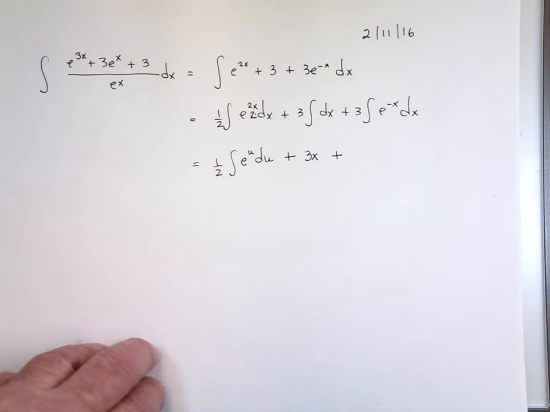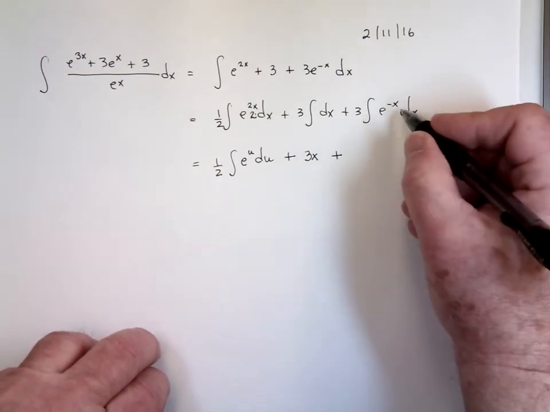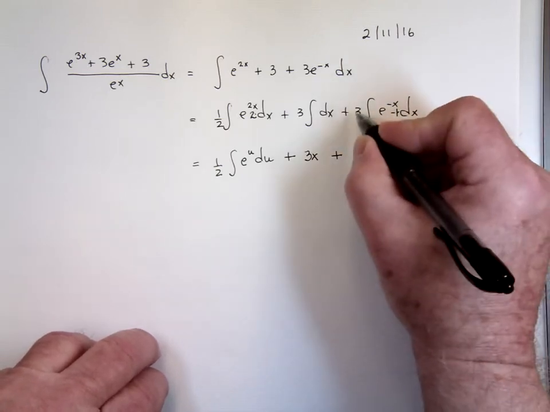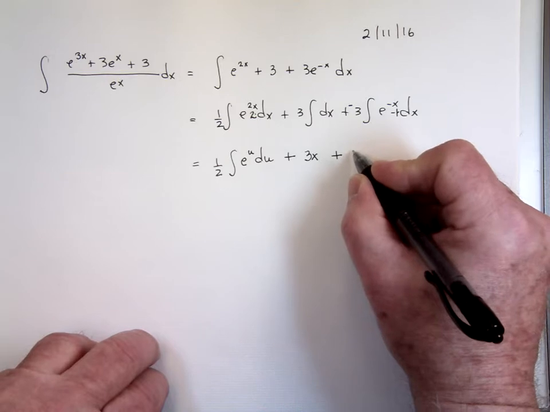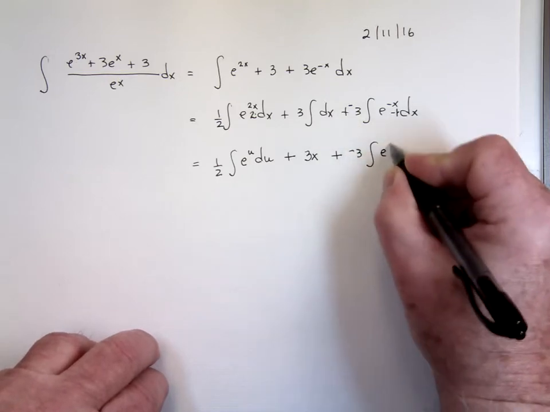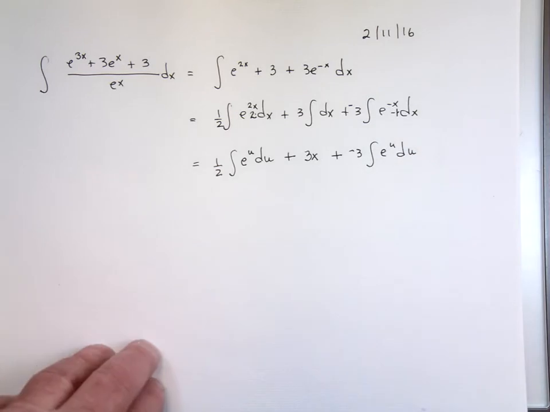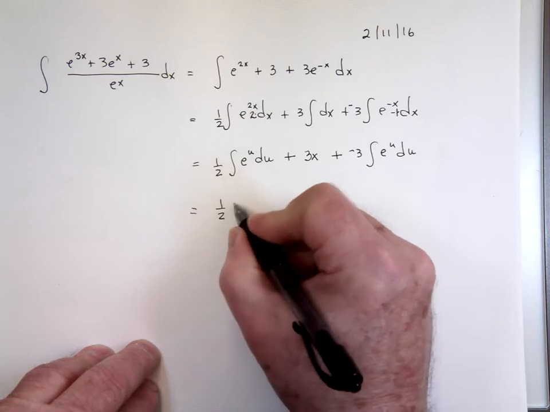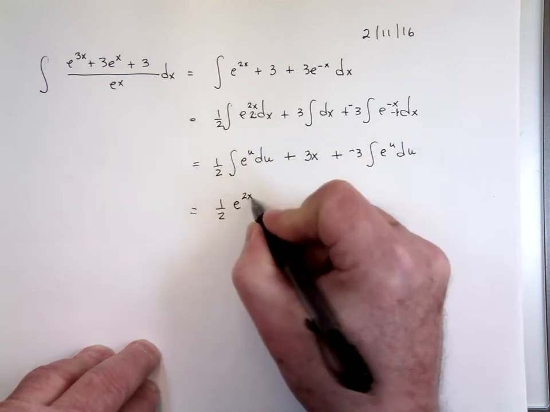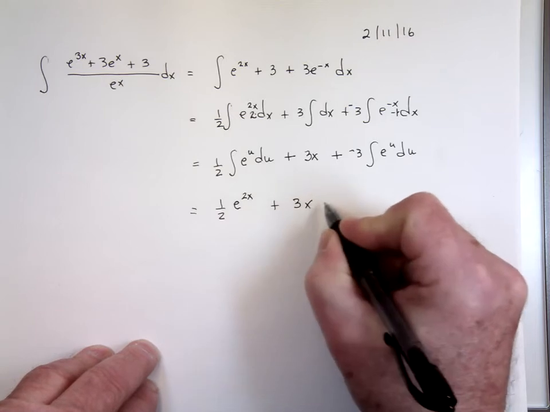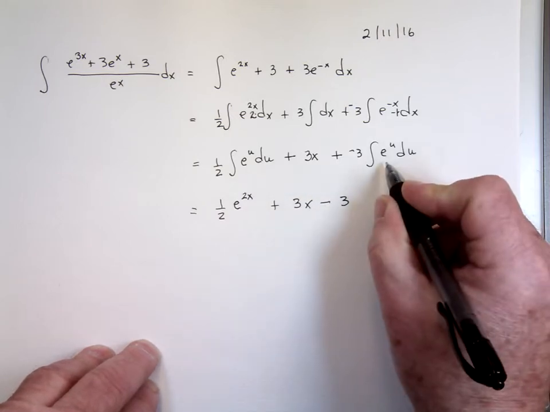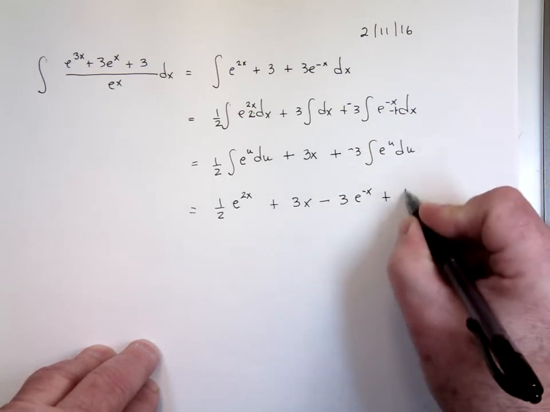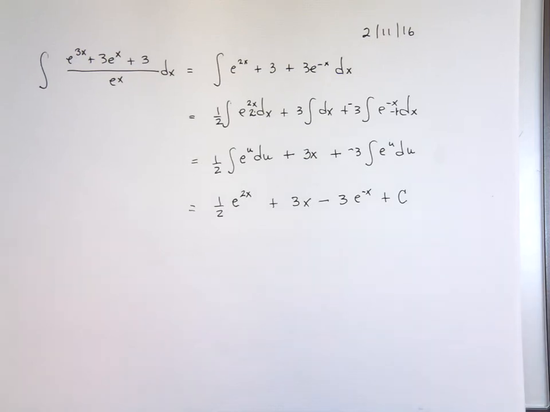And the last one is an e^u form where u is the opposite of x. The du is -1 dx. Multiply and divide by -1, but that's the same as multiplying by -1. So we end up with a -3 e^u du here. Okay. 1/2. The integral of e^u is e^u. In this case, the u is 2x. The integral of e^u is e^u. In this case, the u is the opposite of x. And that's your answer.